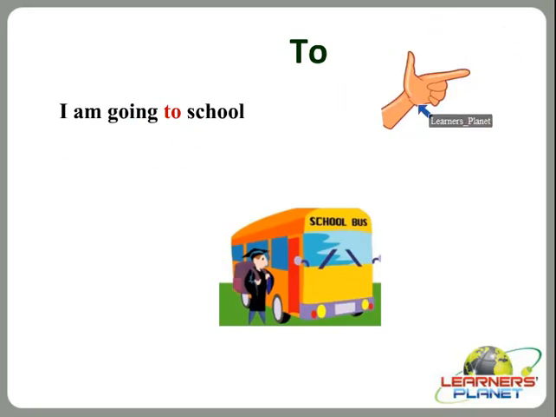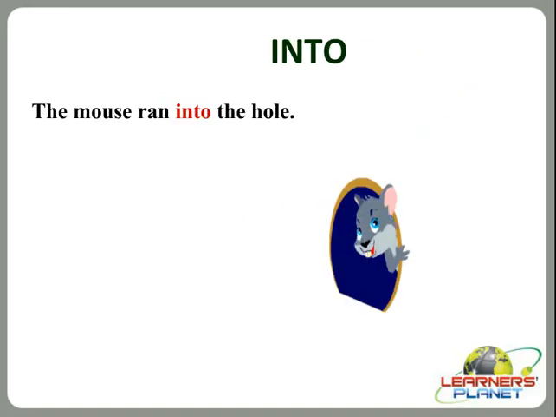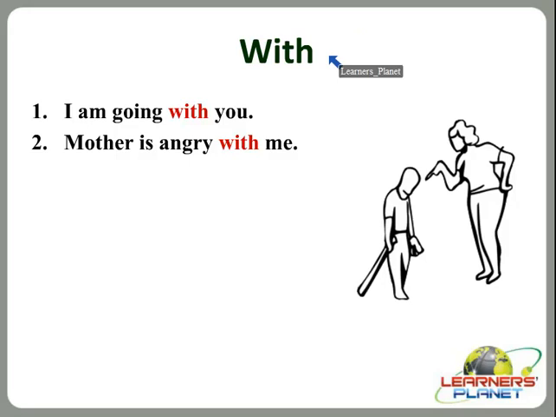To shows pointing to, and into shows moving into something. The mouse ran into the hole. Now students, the next one is with. I am going with you. Mother is angry with me. With means together. I am going with you.